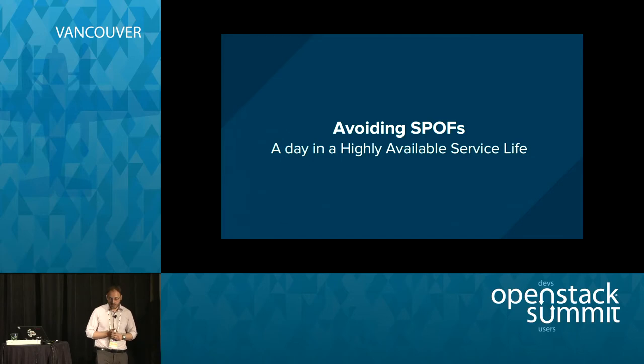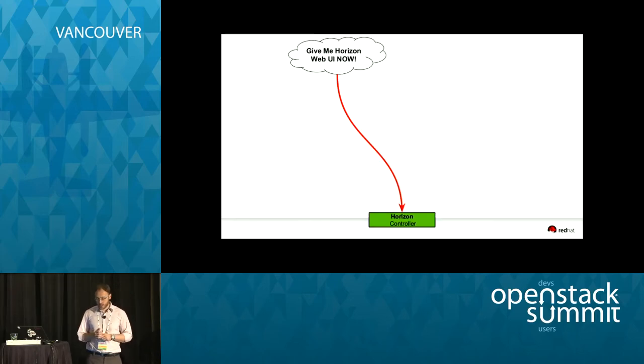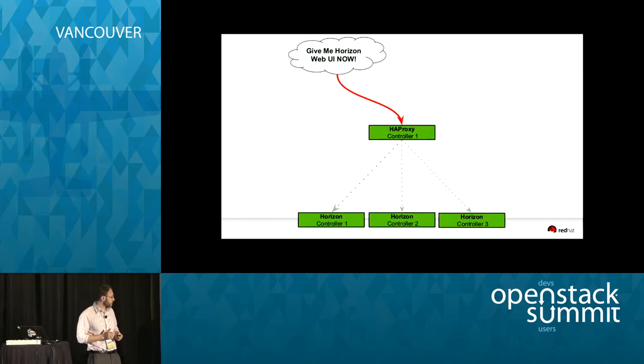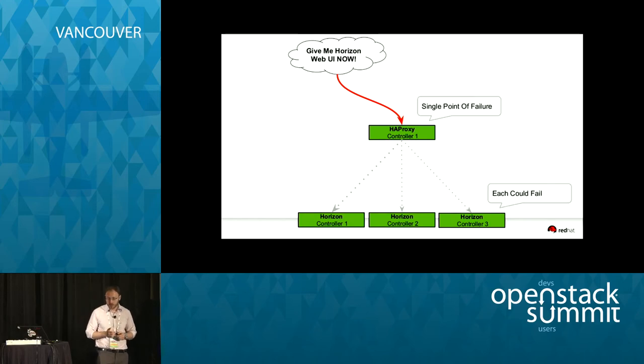So let's go over the lifecycle of such an environment using those components. So we'll take an example, Horizon. A user tries to access the Horizon web UI. It could be Horizon, or it could be any other stateless service. So obviously, this is a single point of failure which we would like to address first. So we can put an HAProxy in front of it. HAProxy distributes the load between the three nodes for Horizon. Now, again, this still creates a single point of failure, because HAProxy by itself is a single point of failure now. And each of the Horizon components could also fail.